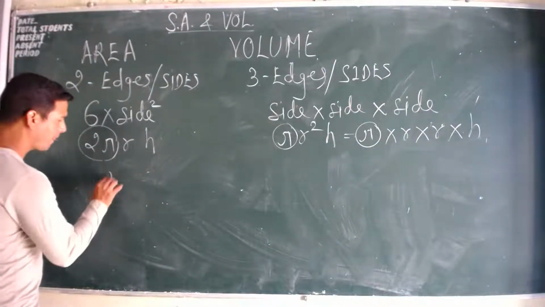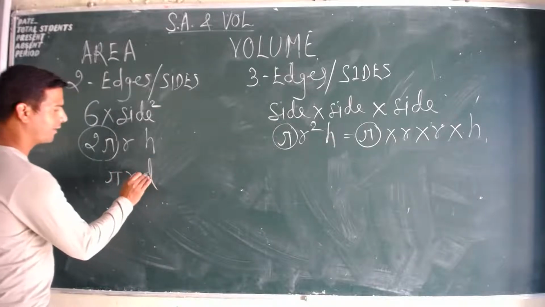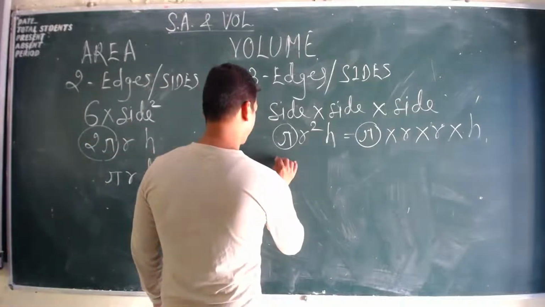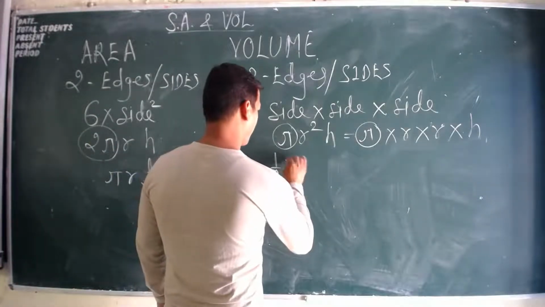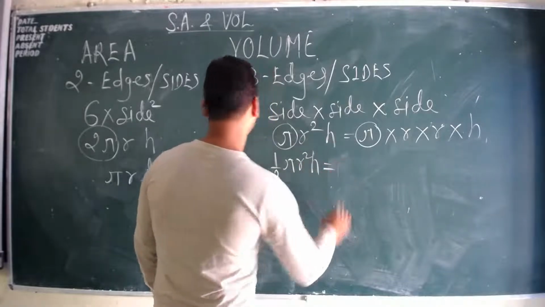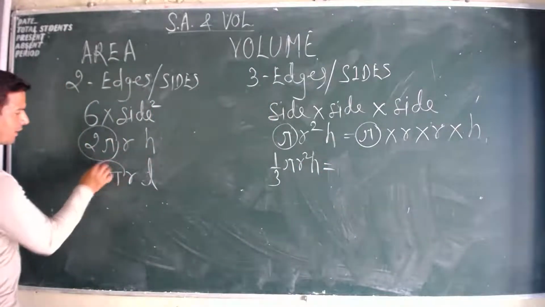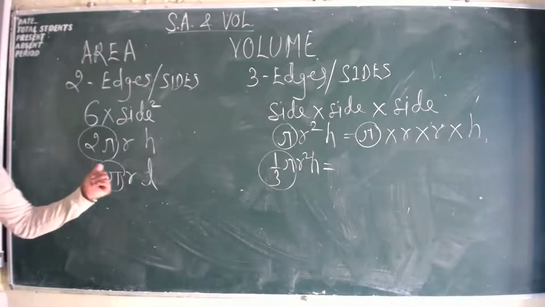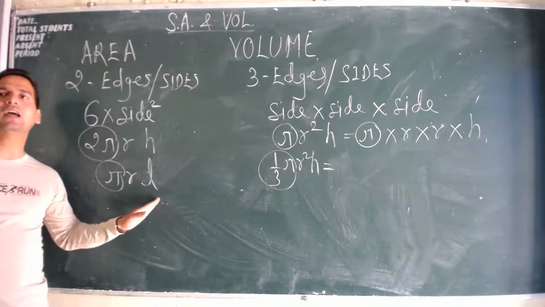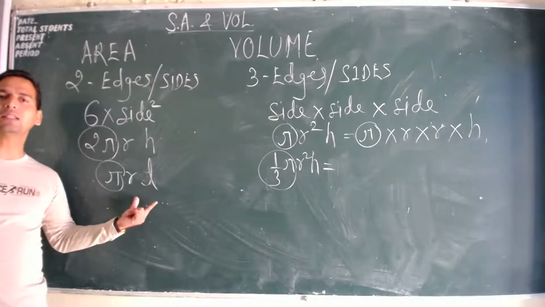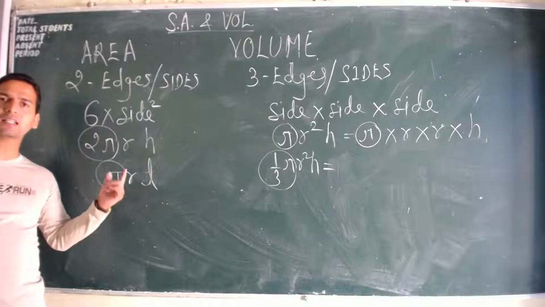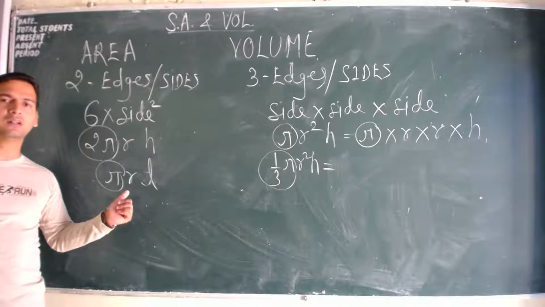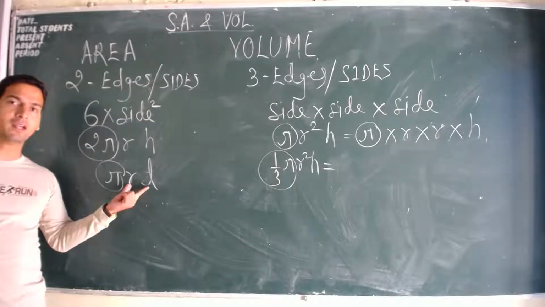Now let's take the cone. The curved surface area of a cone is pi r l, and the volume is 1/3 pi r square h. Pi is again constant. Here pi is constant, the first edge is r, the second edge is l. Again two edges are used, which means this is the formula of area.